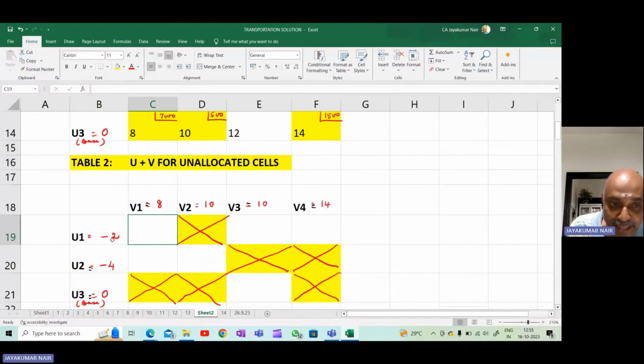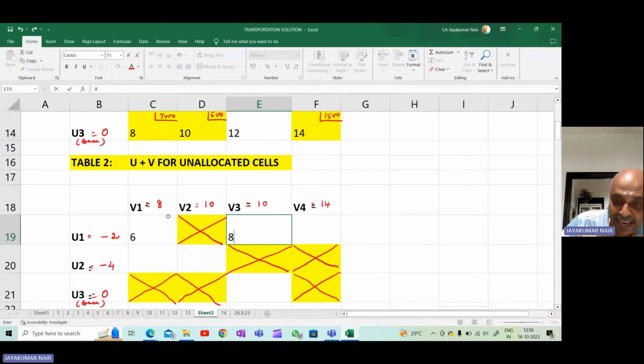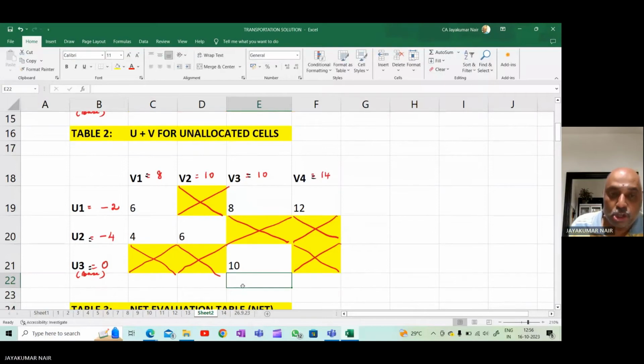So minus 2 plus 8, you know, it is 6. And minus 2 plus 10 is 8. Minus 2 plus 14 is 12. Minus 4 plus 8 is 4. Minus 4 plus 10 is 6. And 0 plus 10 is 10. So I have calculated the values for unallocated cells. In other words, I have computed the U plus V values for unallocated cells.